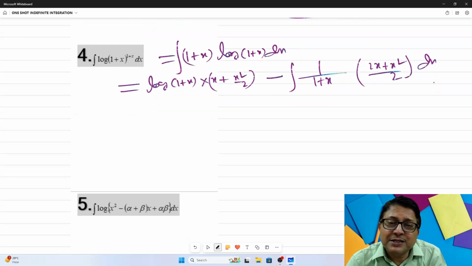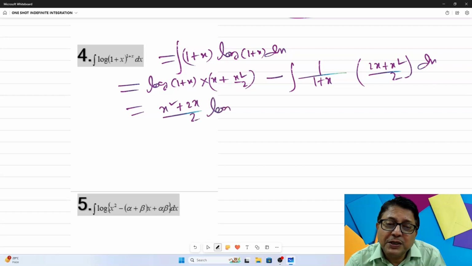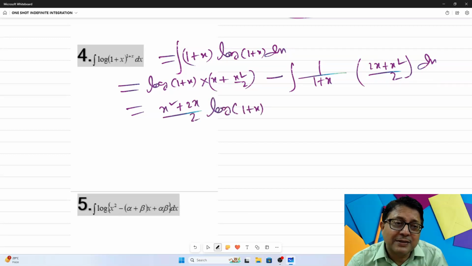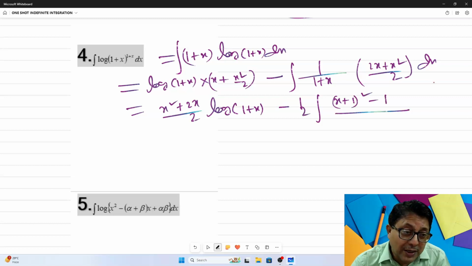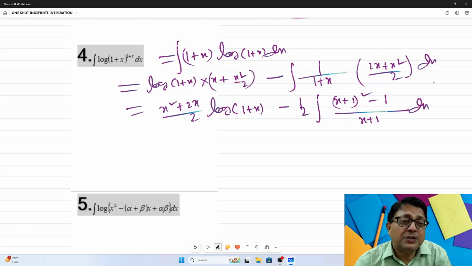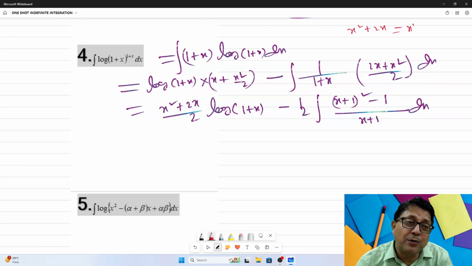Now we have to integrate this. The first part is very easy, (x square plus 2x) by 2 log 1 plus x, minus half outside. This numerator you write x plus 1 whole square minus 1 by x plus 1. Just the method of completing the square, because x square plus 2x, if you want to write in this form, you have to add 1, you have to subtract 1 also. So it is x plus 1 whole square minus 1.